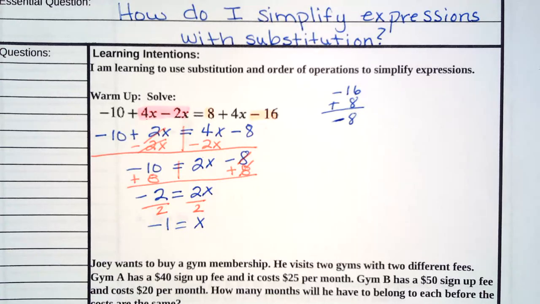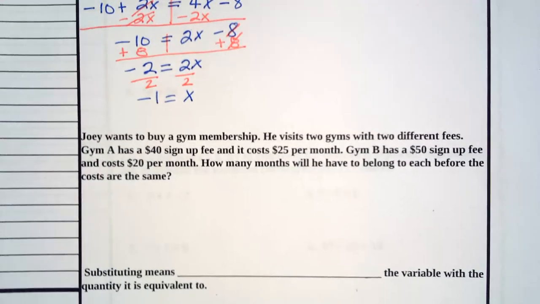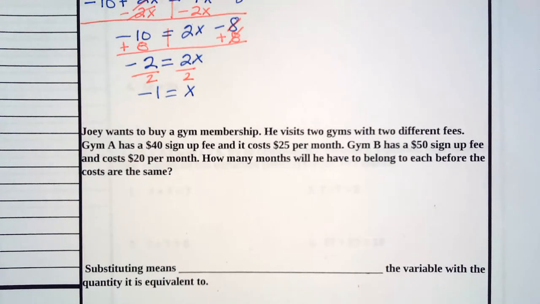Okay, I put in a word problem so we get a little bit more practice with that. We don't seem to do enough of those. Part of it is because my students don't like them very much. But that's okay, we need to learn. Okay, Joy wants to buy a gym membership. He visits 2 gyms with 2 different fees. Gym A has a $40 sign-up fee, and it costs $25 per month. Gym B has a $50 sign-up fee and costs $20 per month. How many months will he have to belong to each before the costs are the same?